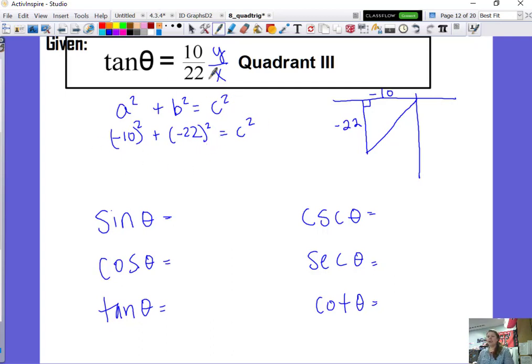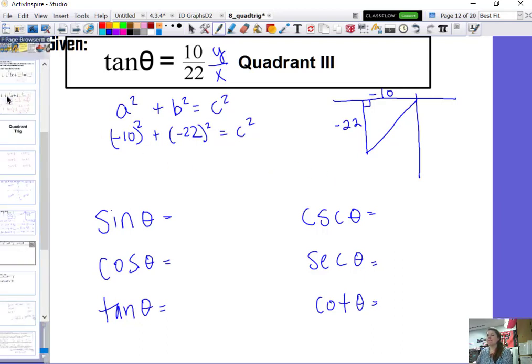And we can solve that equation. So just keep that in mind, that that's how we would work this, and then use all of the different things, y over r, x over r, y over x, and then the reciprocals for those. Okay, so that should be pretty straightforward there.